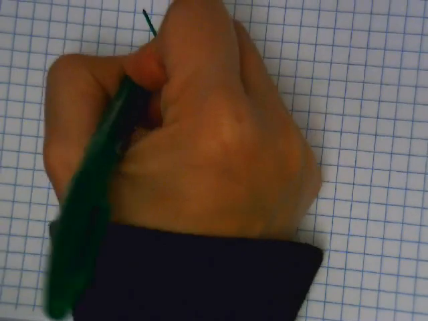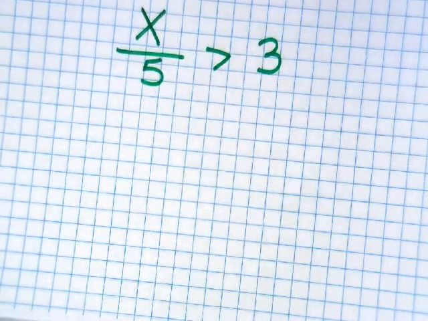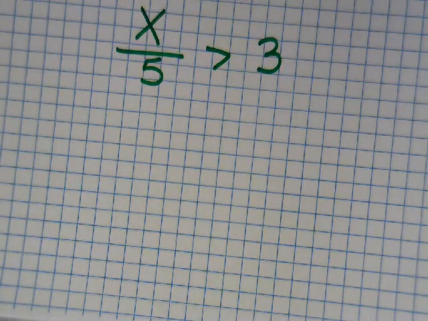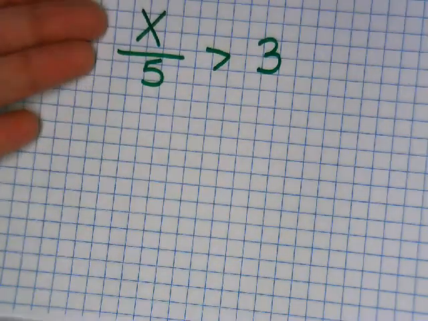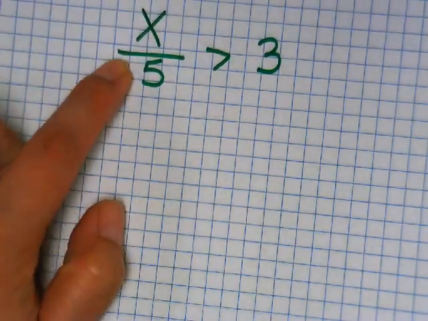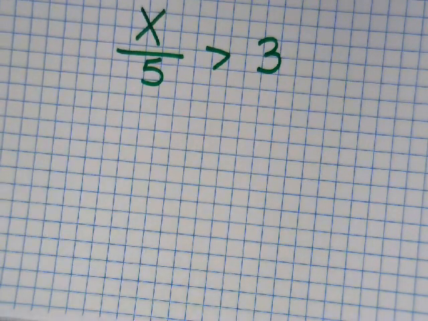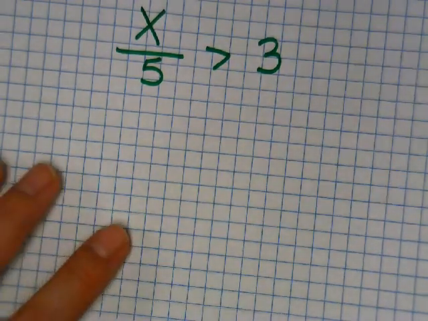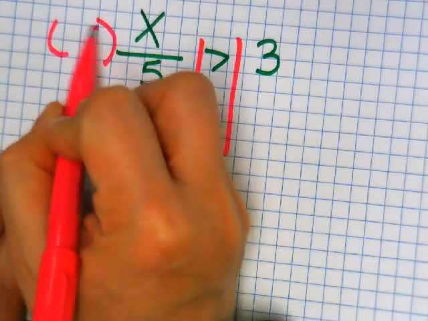If it looks like x over 5 is greater than 3. X over 5 is greater than 3. So what does it mean when it looks like a fraction? It means division, right? So this now looks like division, because this is division. So what's the opposite of dividing? Multiplication.